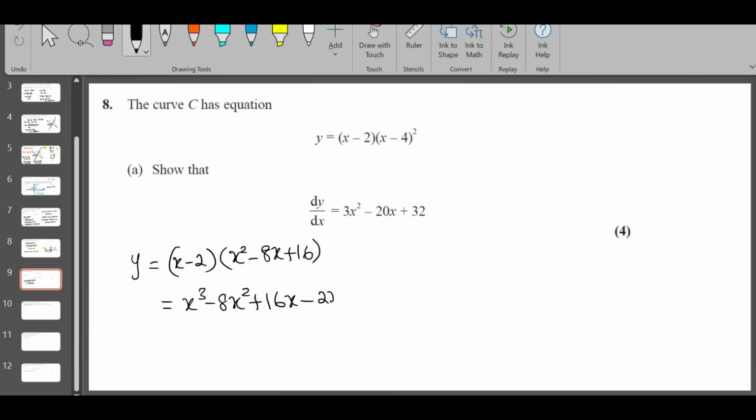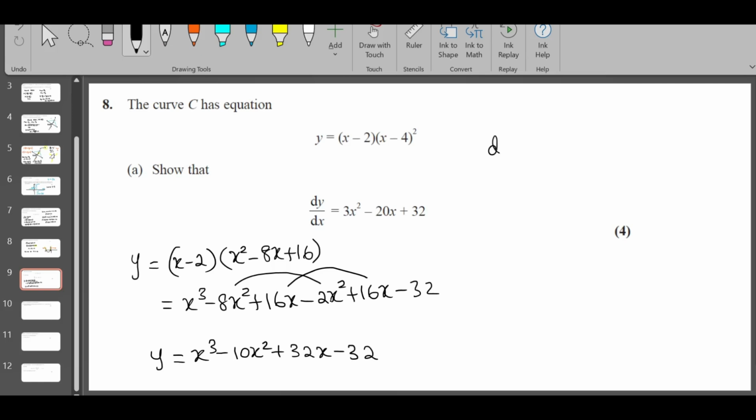Take minus 2 and multiply everything. Plus 16x minus 32. So y is x cubed minus 10x square plus 32x minus 32. So when you differentiate it, x cubed becomes 3x square, minus 10x square becomes 20x, 32x becomes 32. That's all. That's a 4-mark question.